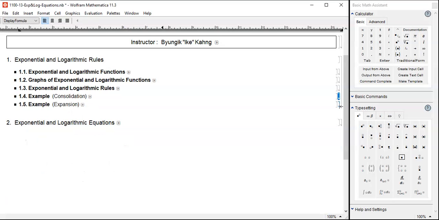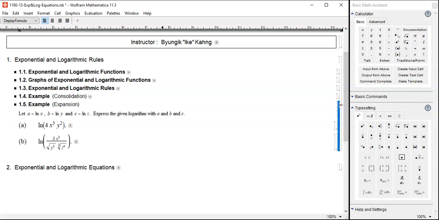Now the second type of example is going backward. If you have one complicated logarithm, you can expand it into several simpler logarithms. In this case, you can decompose into 3 logarithms. In this case, you can decompose into 4 logarithms.